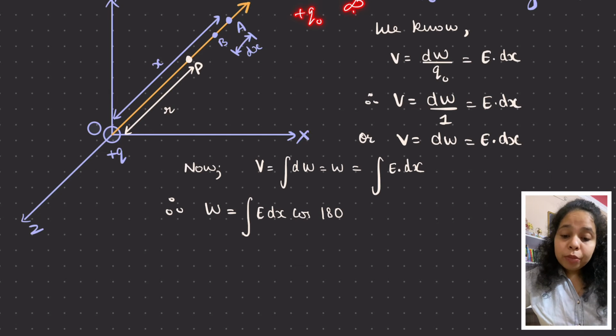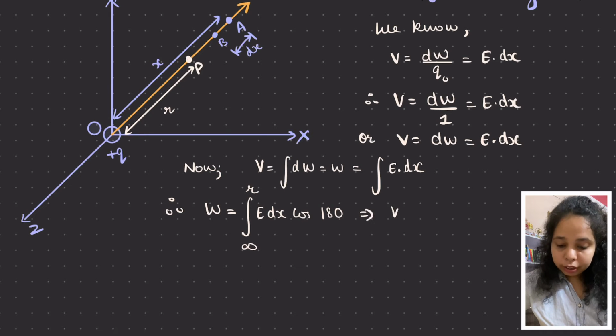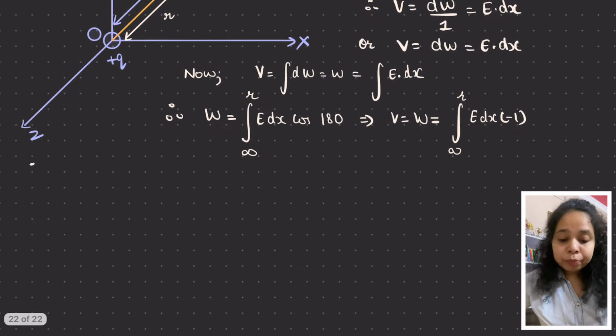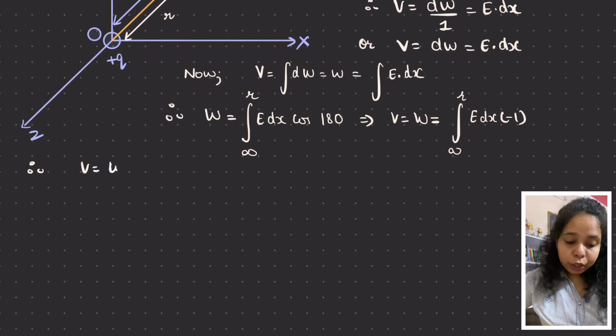And now plus Q naught charge is coming from infinity, and we have to place it finally at point P, which is at distance R from the origin. Therefore, we will take the limit from infinite to R. Therefore, we have V is equal to W, which is equal to integral infinite to R E dx, and we know cos of 180 is minus 1. Now therefore, we have V is equal to W is equal to minus integral infinite to R E dx.